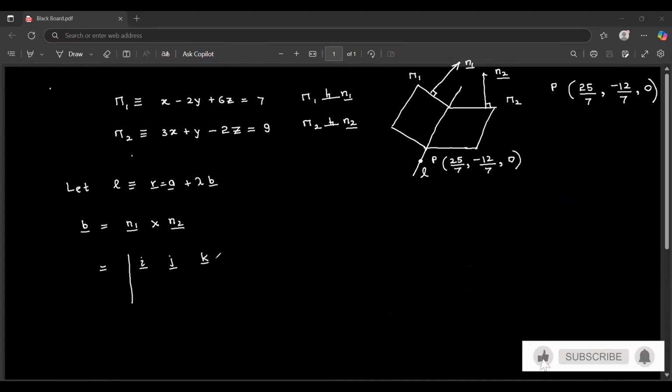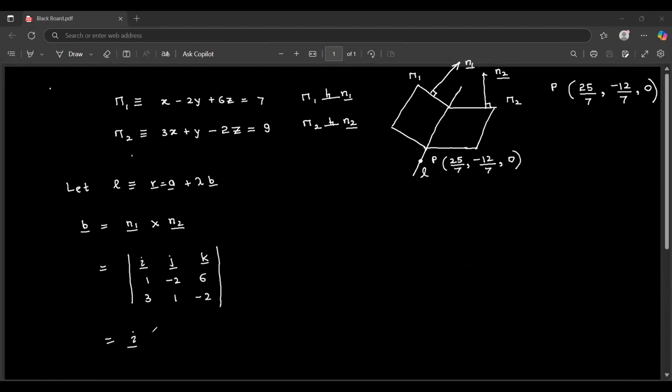We'll write down the i, j, k components, and we have 1, minus 2, 6 and 3, 1 and minus 2. So this will be equal to i into minus 2 into minus 2, 4, minus 1 into 6, 6, minus j into 1 into minus 2 minus 2, minus 3 into 6, 18, plus k into 1 into 1, 1 minus minus 6, so it will be plus 6. So this can be given as minus 2i plus 20j plus 7k. This is the vector B. So vector B can be given as minus 2, comma 20, comma 7.